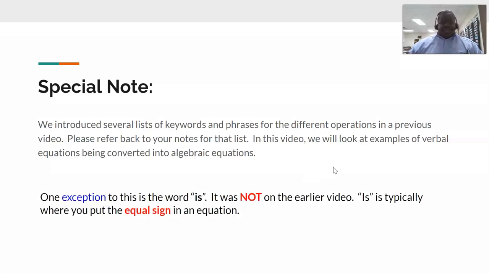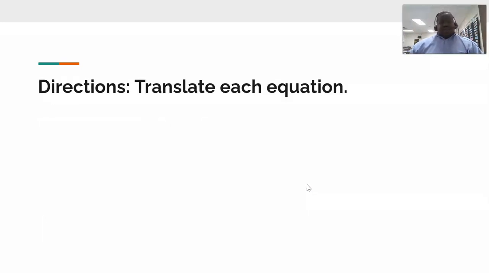One exception to this is the word "is." It was not on the earlier video. "Is" is typically where you put the equal sign in an equation. So our directions: translate each equation, and we'll look at 4 examples.